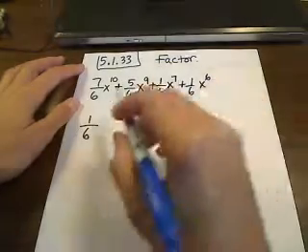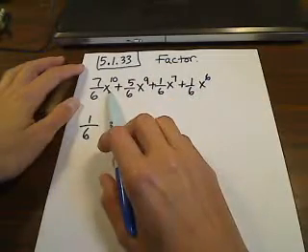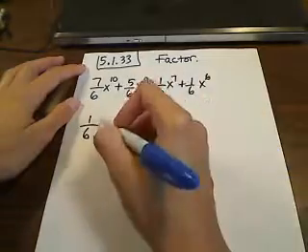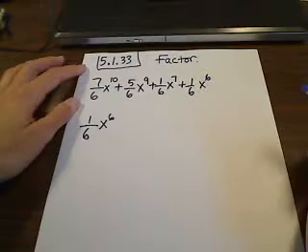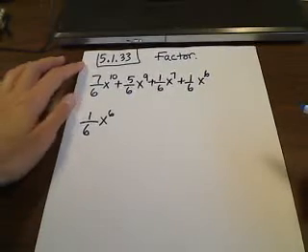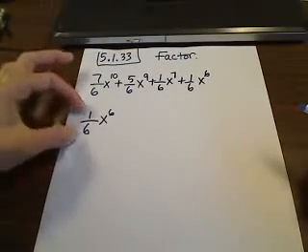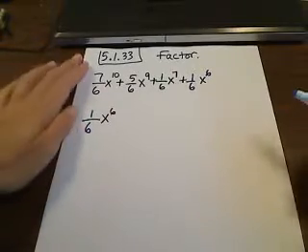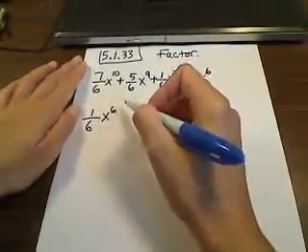Then if I look at the x's, I've got an x to the 10, 9, 7, and 6. The largest thing that they share is an x to the 6th. So I would actually factor out 1/6 x to the 6th in this problem. And I think that's what they were asking for, just what piece you would factor out. But I'm going to continue and do the whole factorization here.